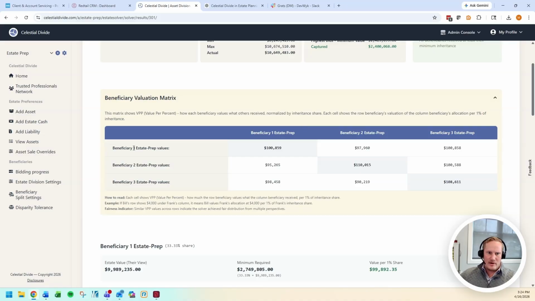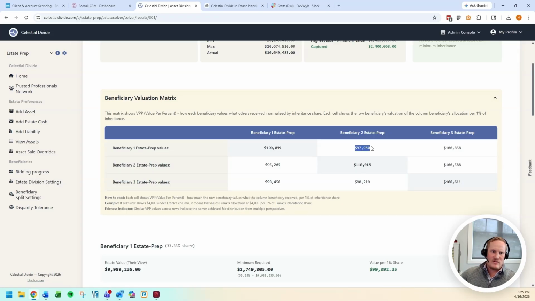We read these from left to right. Beneficiary one is going to value each person's values at this much respectively. Again, this is a value per percent. So if you took the 33.33% that they've been allocated and divided it by 33.33, you would get the value they see for 1%, and they get that much value out of what they've received. Conversely, what they see over here is what they've received per 1%.